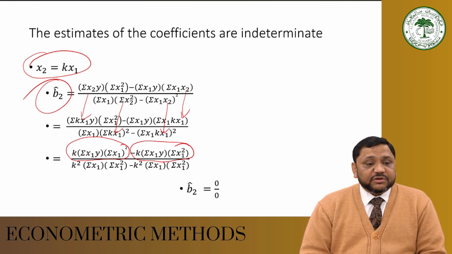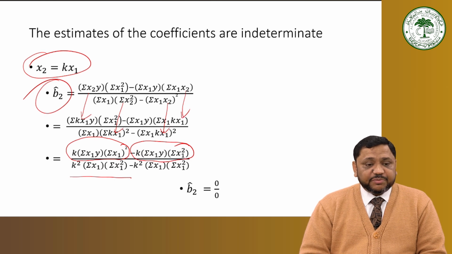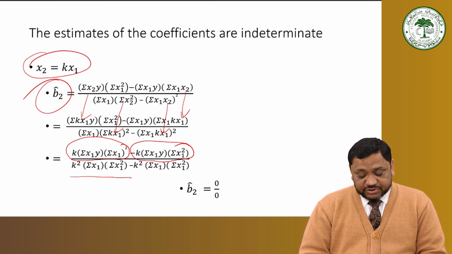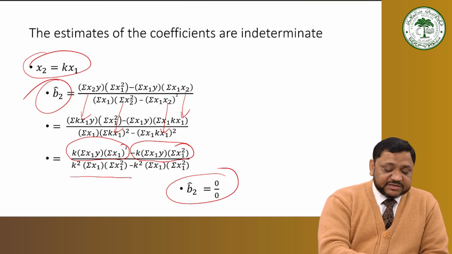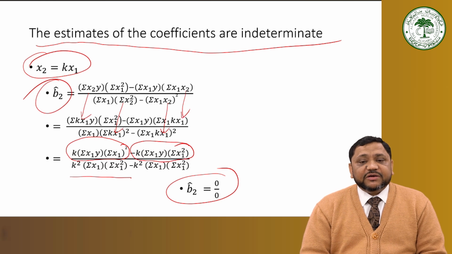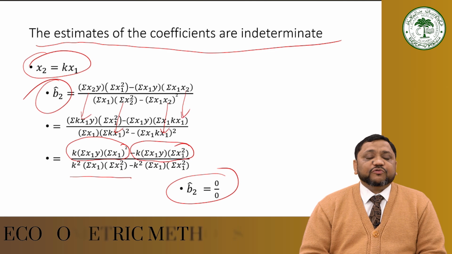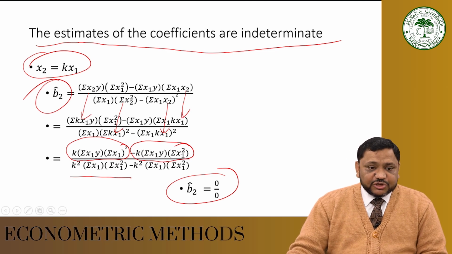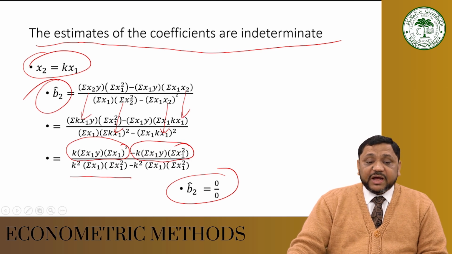The denominator can again be written as k square summation x1 square times summation x1 square, minus the second term, k square summation x1 square times summation x1 square. So these two terms are the same. What we can say is that the estimates of the coefficients are indeterminate. The parameters are indeterminate and there is no way to find the value of the coefficient. So this is a glaring example of the problem which multicollinearity can create.